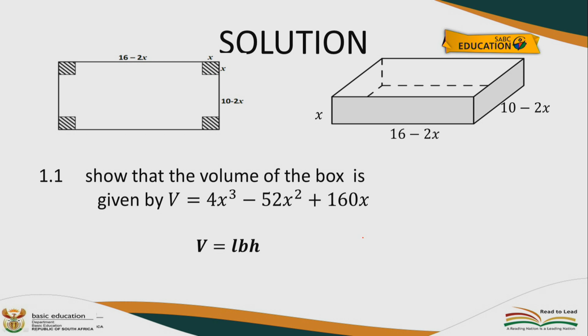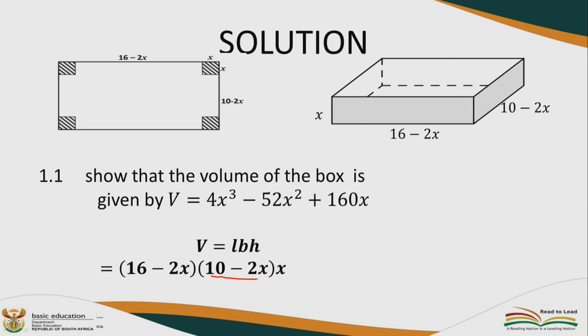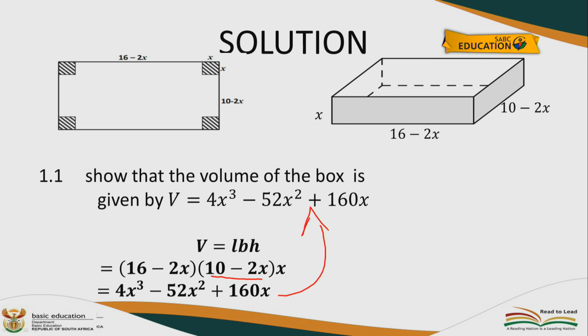So we have an expression of our length, which is 16 minus 2x. Our breadth is 10 minus 2x, and our perpendicular height is x. So we remove the brackets, and we find that our volume is 4x cubed minus 52x squared plus 160x, which is what we're asked to show. So that is basically what we have done.